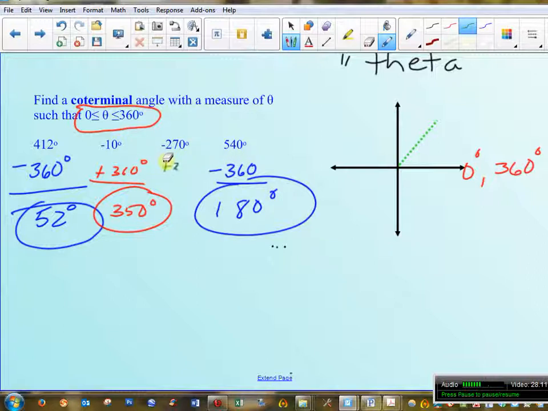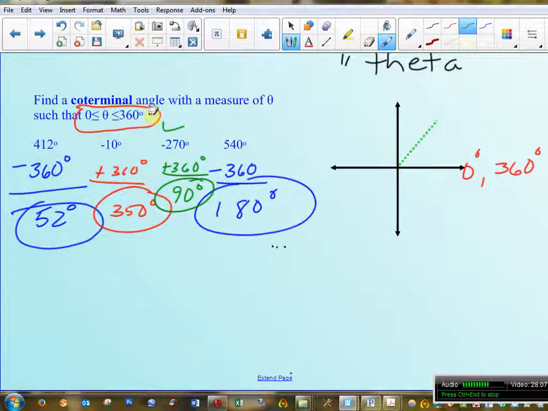This one, it's a negative number. I'll add 360 degrees, and that gives me 90 degrees. Again, I'm within my limits, so I'm good to go. But watch it. You might have to subtract a couple of circles. You might have to add a couple of circles. And one complete circle is 360 degrees.